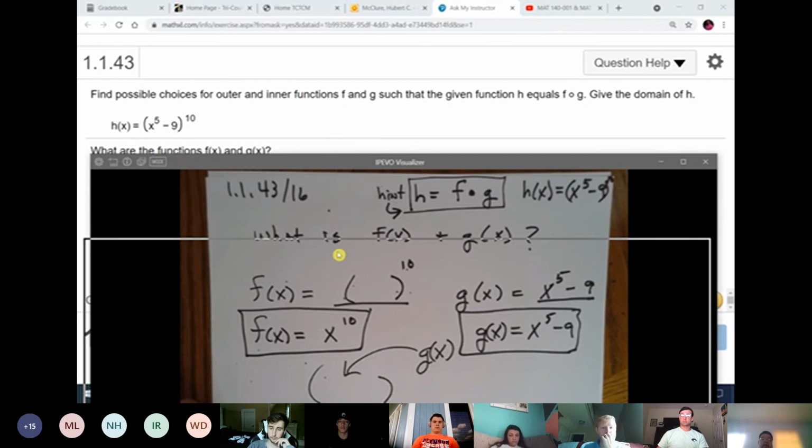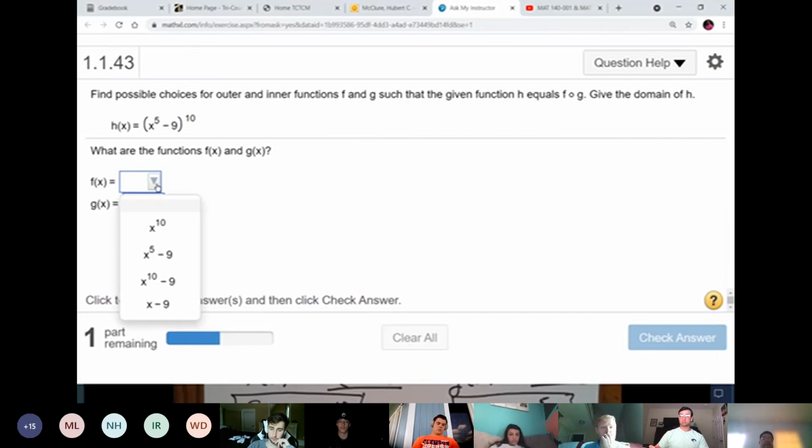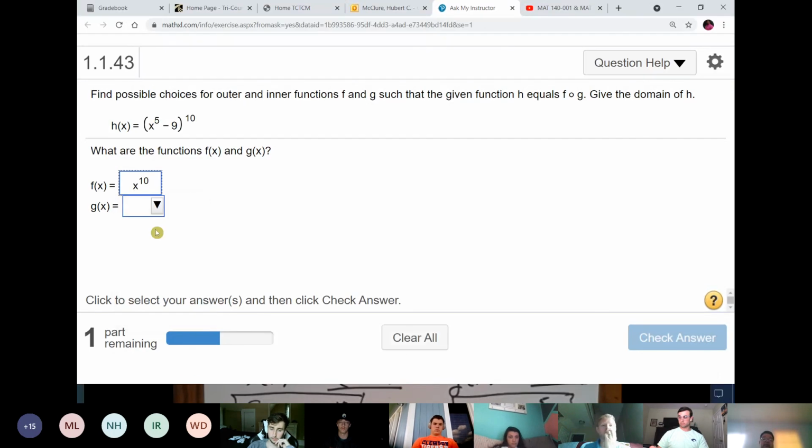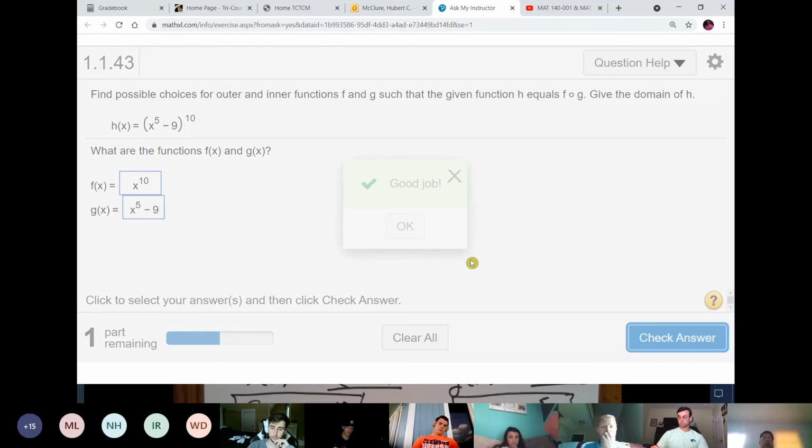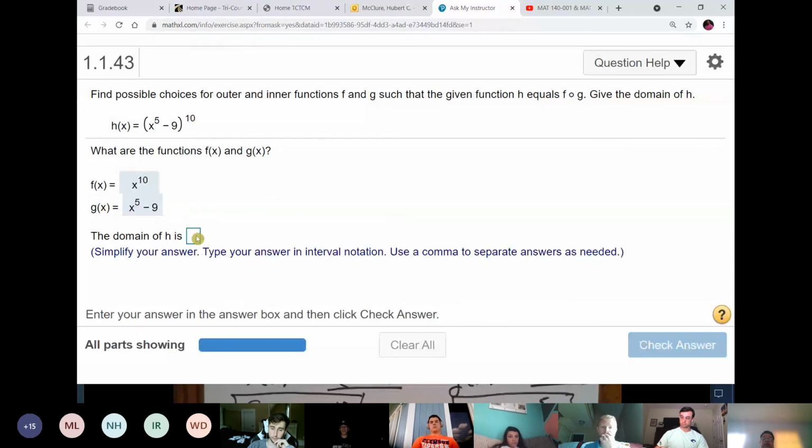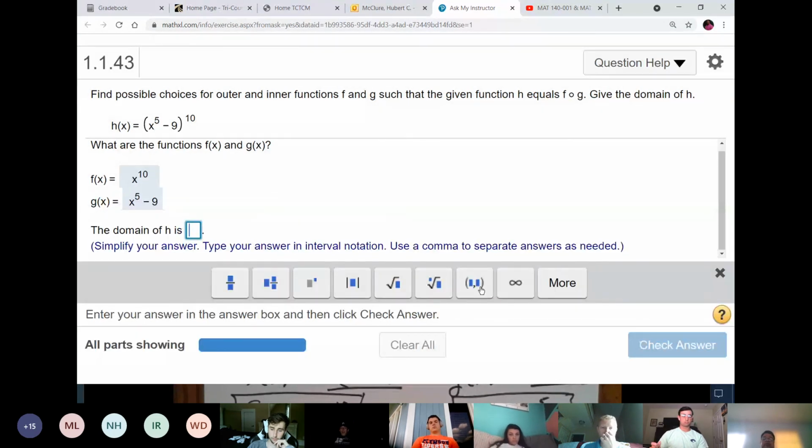So I'm going to type in the answer I got. I got x to the 10th. Now, I like the way they did this answer because you ain't got to spend 20 minutes typing in the answer. And the domain is all real numbers. So parentheses, negative infinity. I really suck at typing.